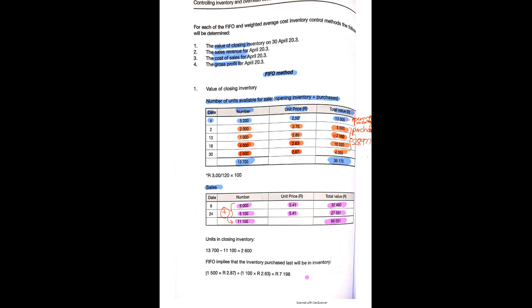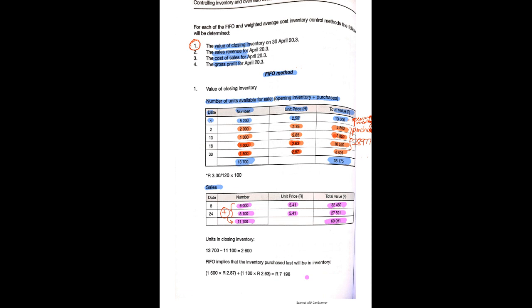Now you're going to start working out the values that they had asked you to determine. So the first one they had asked you to calculate was the value of your closing inventory. Here it is here, number one. So we are working with the FIFO method first. So let's look at how to calculate the value of your closing inventory under the FIFO method.